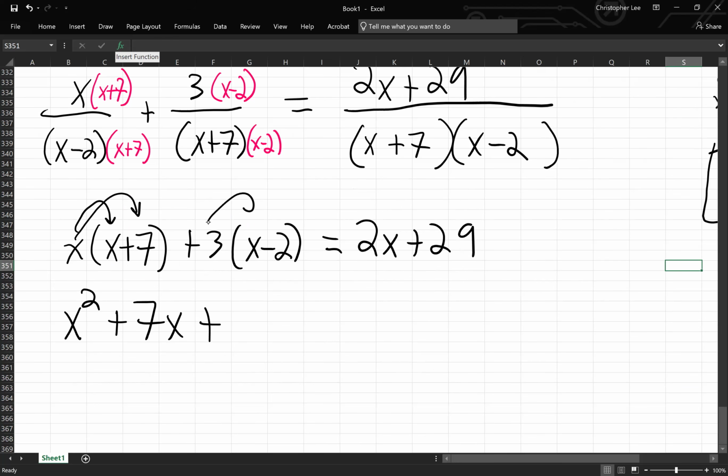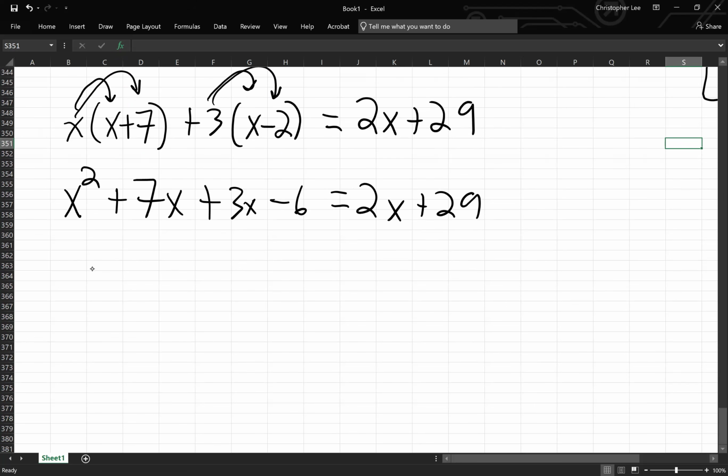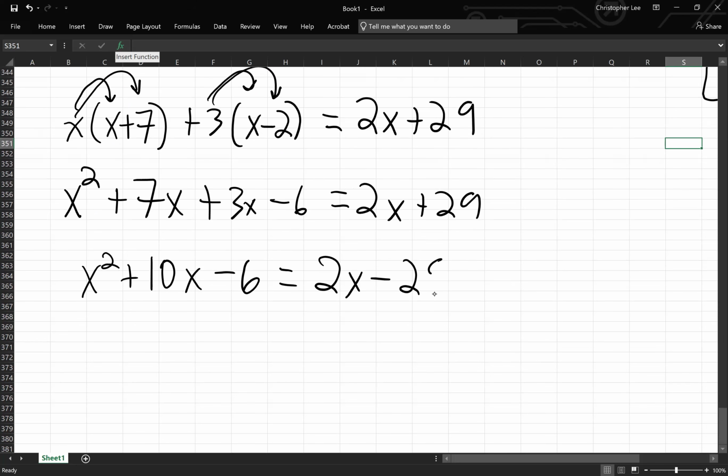Plus 3x, okay. Minus 6, very good. Equals the 2x plus 29. Let's combine like terms. Tell me what I have. Very good. Equals the 2x minus 29. Tell me what to do now.